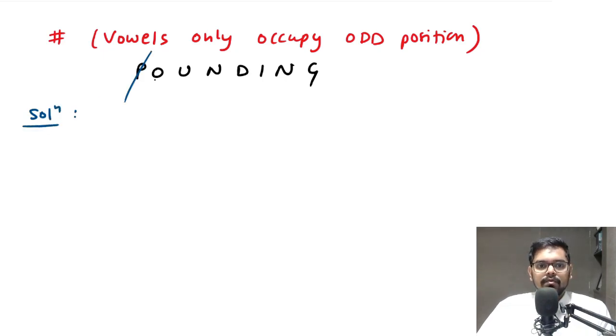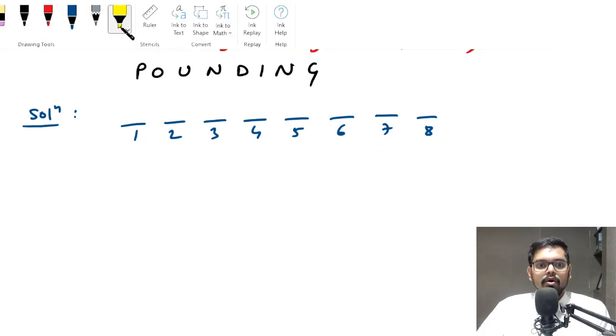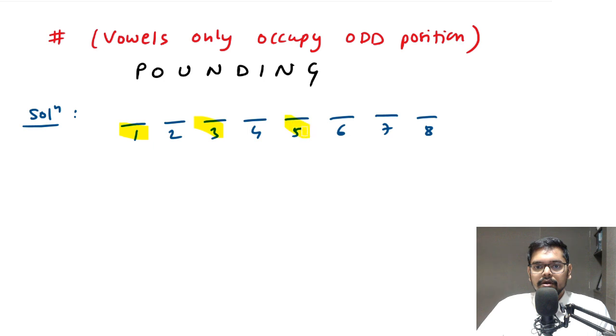Pounding, so 1, 2, 3, 4, 5, 6, 7, 8. It has 8 positions, right? And vowels only occupy odd positions. So first, third, fifth, seventh. So we have 4 odd positions. How many vowels are there? A, E, I, O, U. 1, 2, 3. Only 3 vowels, and 4 positions.